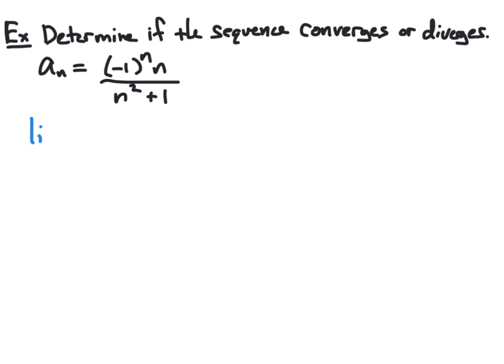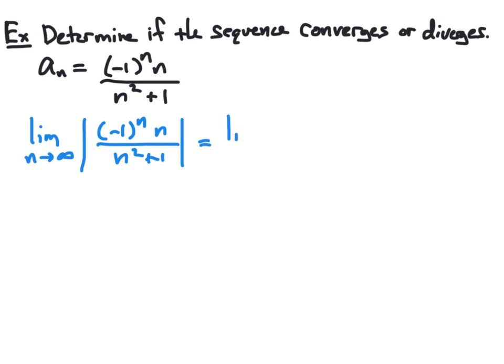In order to use that theorem, we're going to take the limit as n goes to infinity of the absolute value of our expression, -1 to the n times n over n squared plus 1. In this case, we notice the absolute value will eliminate the -1 to the n, since that will either be positive or -1, and both of those have an absolute value of 1. And so we simply get the limit as n goes to infinity of n over n squared plus 1.